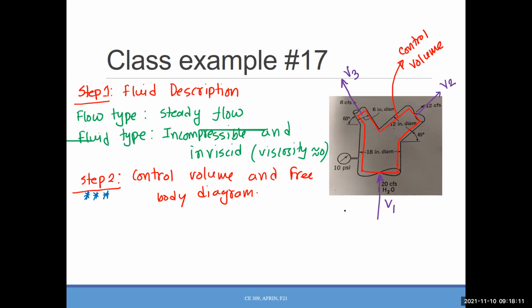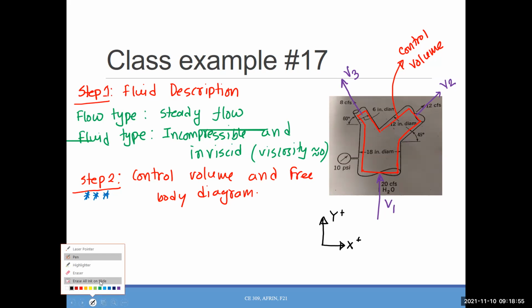Now, for momentum equation, linear momentum equation, we always need to work with X direction and Y direction here. So at first, I will decide which side, which direction I will consider positive. So X plus, Y, that is the positive Y direction. Okay. Now, can you see that V2 and V3 are not aligned with X or Y direction? So what we need to do? We need to take the components in X and Y direction. That's what we will do.